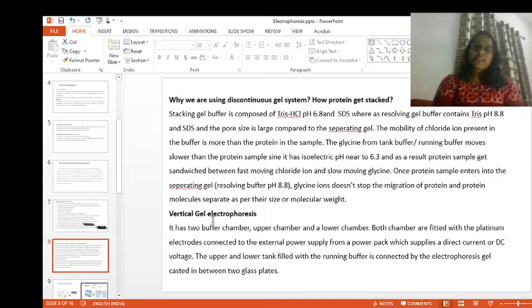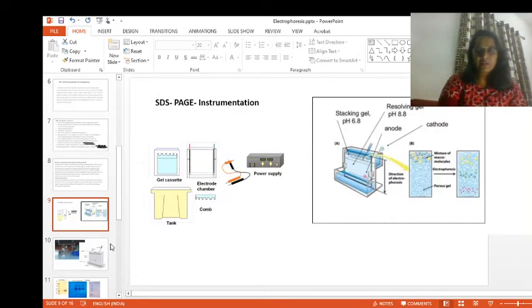The electrophoresis we will carry out here is vertical gel electrophoresis. It has two buffer chambers, an upper chamber and a lower chamber. Here we can see the buffer system. This is the instrument. This is the gel which we used to cast. This is the tank and the electrode chamber, and this is the power supply unit.